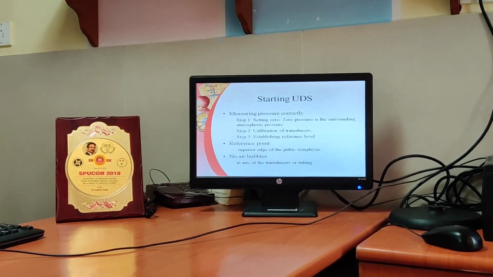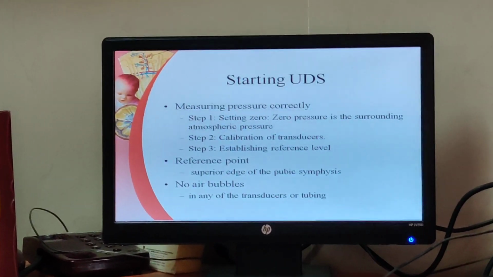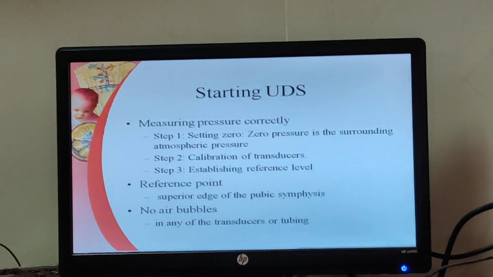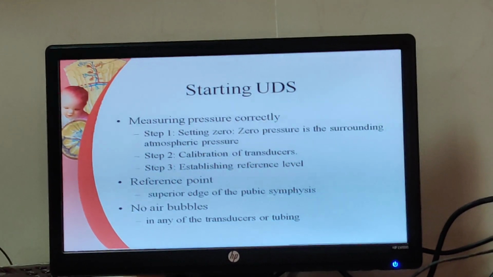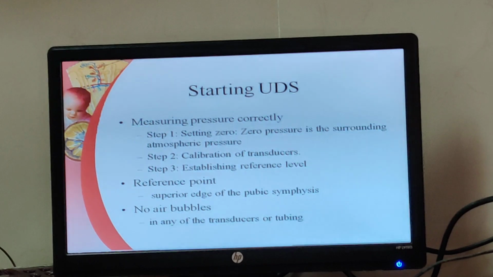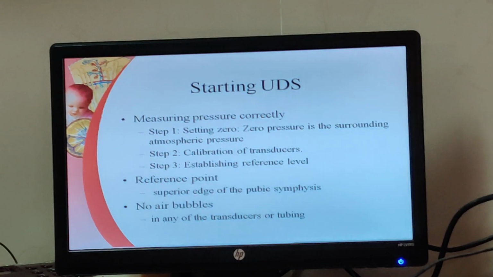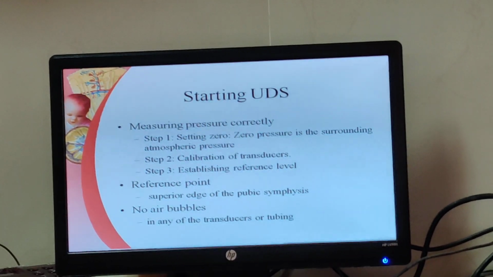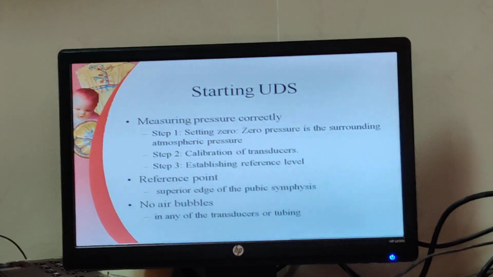So, starting urodynamics, the first step is setting zeros, and zero pressure is the surrounding atmospheric pressure. Step 2 is calibration of the transducers, and step 3 is establishing the reference point. The reference point is the superior edge of the pubic symphysis, and there should be no air bubbles in the transducers or in the lines, because once there are air bubbles, you are not able to record the pressures properly.